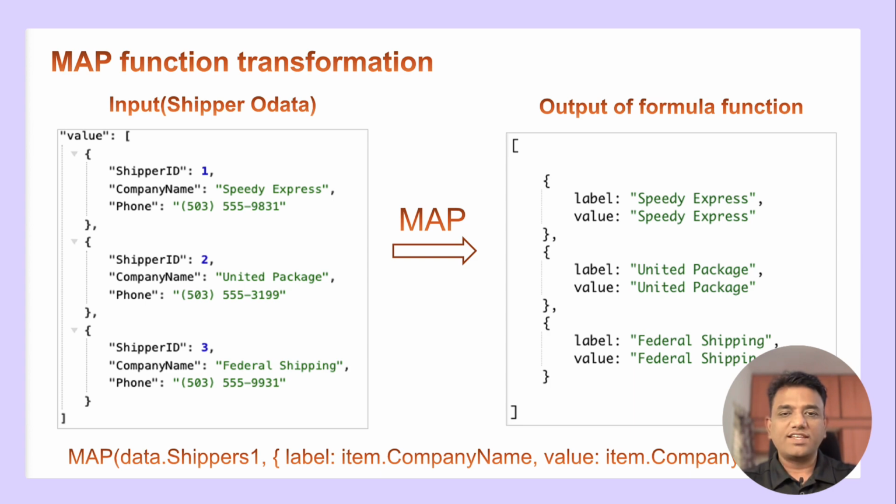Here, you can see that the input data comes from the shipper's OData service and is a list of 3 objects. Using the map formula function, we transform this list to another list of objects with label and value as keys, as this is the data format required to create a dropdown. The values assigned to the label and value fields must be strings to ensure display and selection within the dropdown.